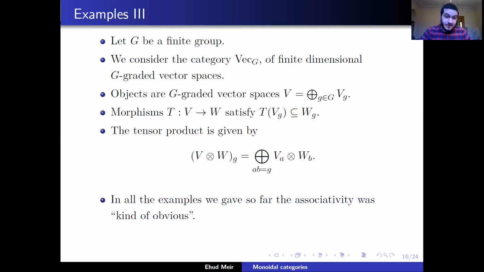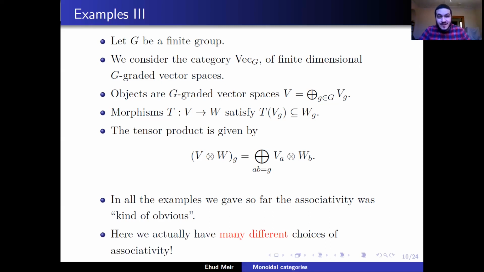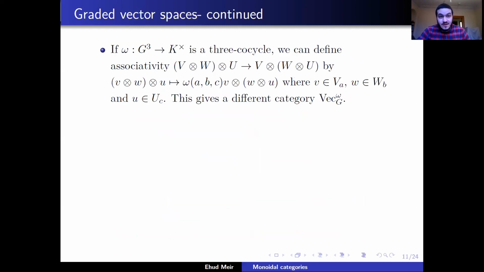Okay, and one thing that's important to say is that in all the examples we gave so far, the associativity was kind of obvious, in the sense that it was clear how to go from (A tensor B) tensor C to A tensor (B tensor C). But this was in a way more of a lucky coincidence than actually a promise that it will always be this way. So just as an example, for this category Vec G, we have many different choices of associativity that will really change the category as a monoidal category. Okay, so how can we construct any other kind of associativity?